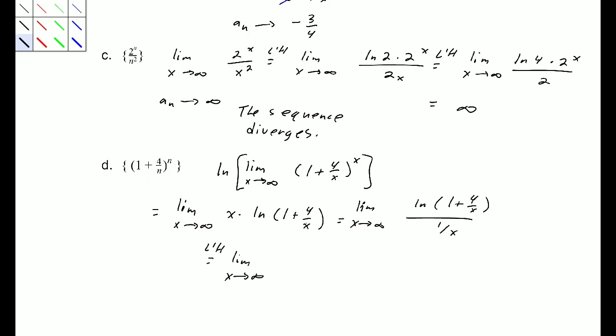Taking the derivative of the numerator is going to be negative 4 over x squared divided by 1 plus 4 over x, because that is the derivative of the natural logarithm. Once we put that there, we have a complex fraction, divided by the derivative of 1 over x, which is negative 1 over x squared.